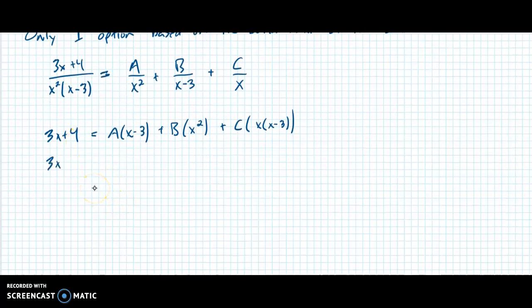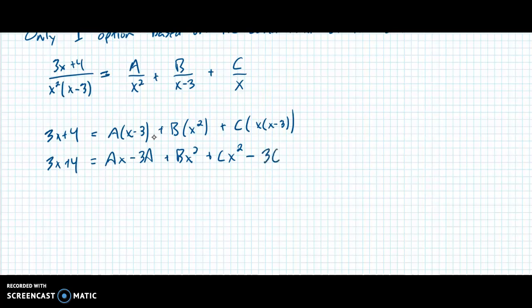From there, I simplify a little bit. Remember, I have 3x plus 4. That'll stay the same. Or sorry, I'll distribute. So I get ax minus 3a plus bx squared plus cx squared minus 3cx is the way I want to write that. So hopefully you see that.